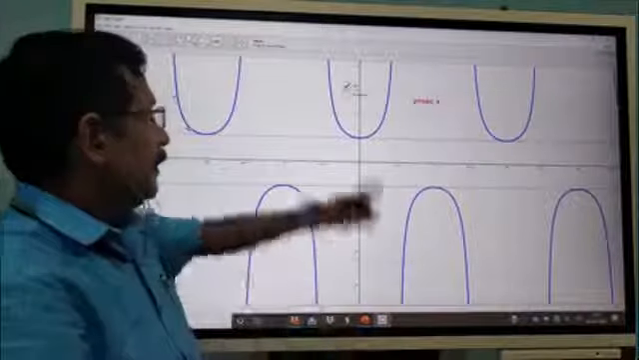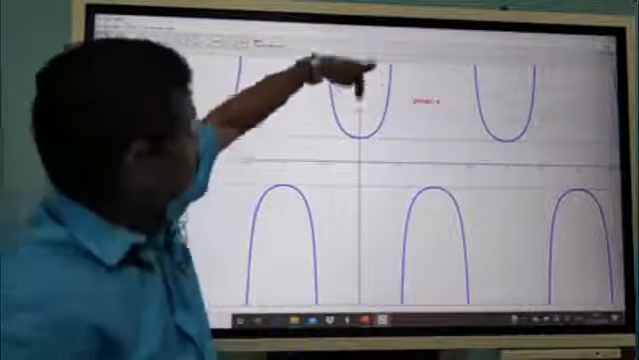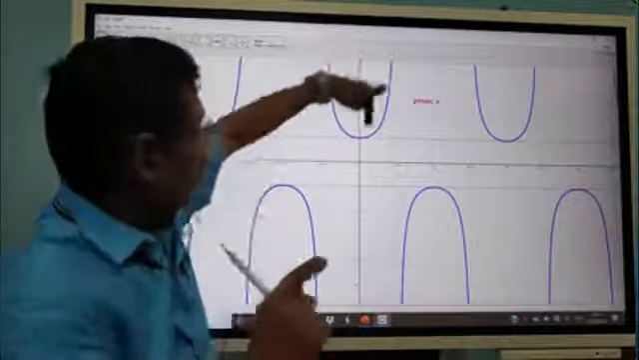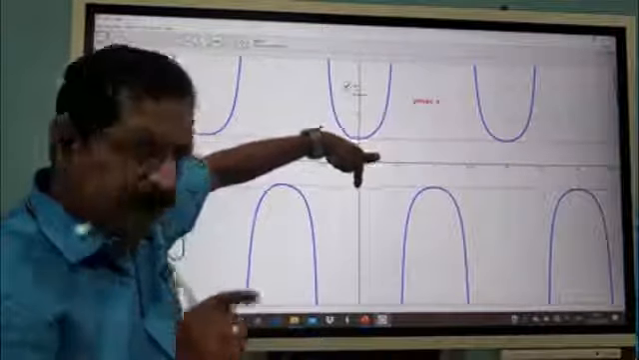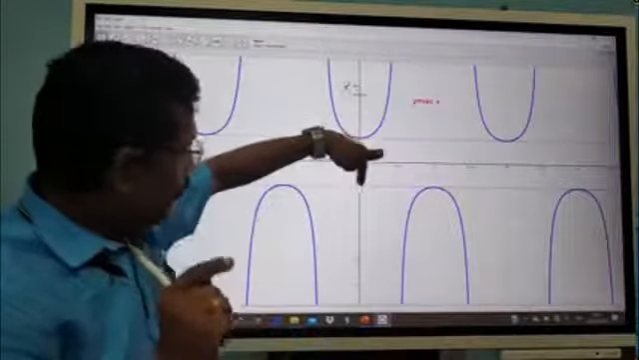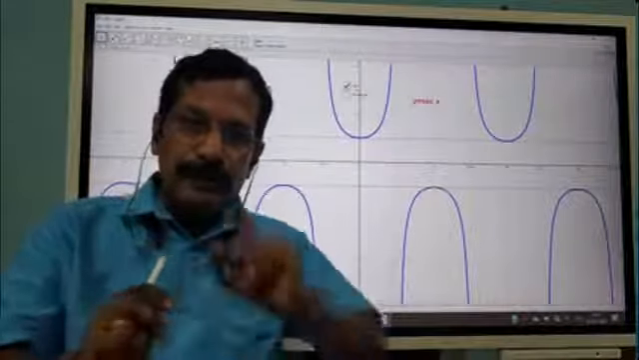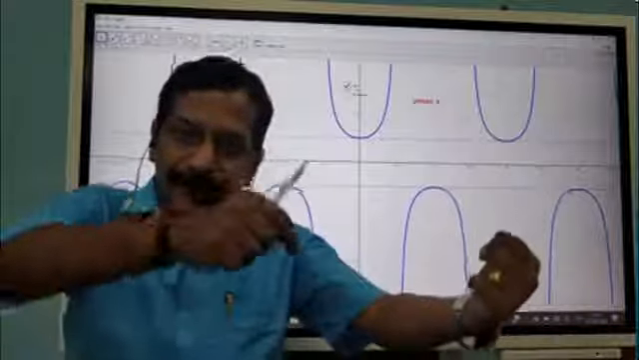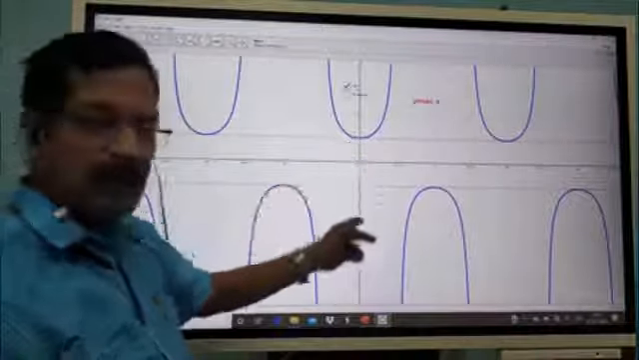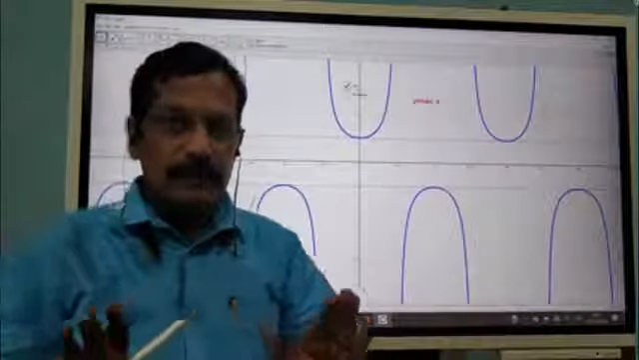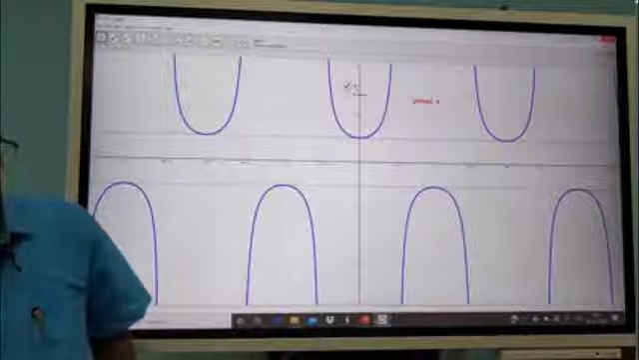That is, y should be greater than or equal to 1 in the case of the secant function, and otherwise y should be less than or equal to minus 1. So the value should be greater than or equal to 1 or less than or equal to minus 1. So the open interval (-1, 1) is excluded. Is it clear? Let us go back to the definition of secant.